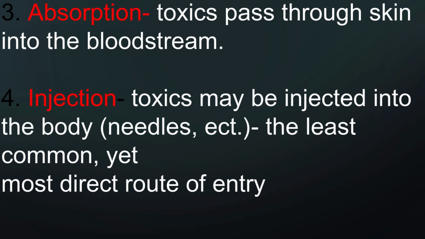Let's focus on 2 more routes of entry for chemical hazards, absorption and injection. First, absorption. This occurs when toxics pass through the skin and enter the bloodstream. It's crucial to understand how easily certain chemicals can affect us without direct contact through other means, emphasizing the importance of protective clothing and equipment.